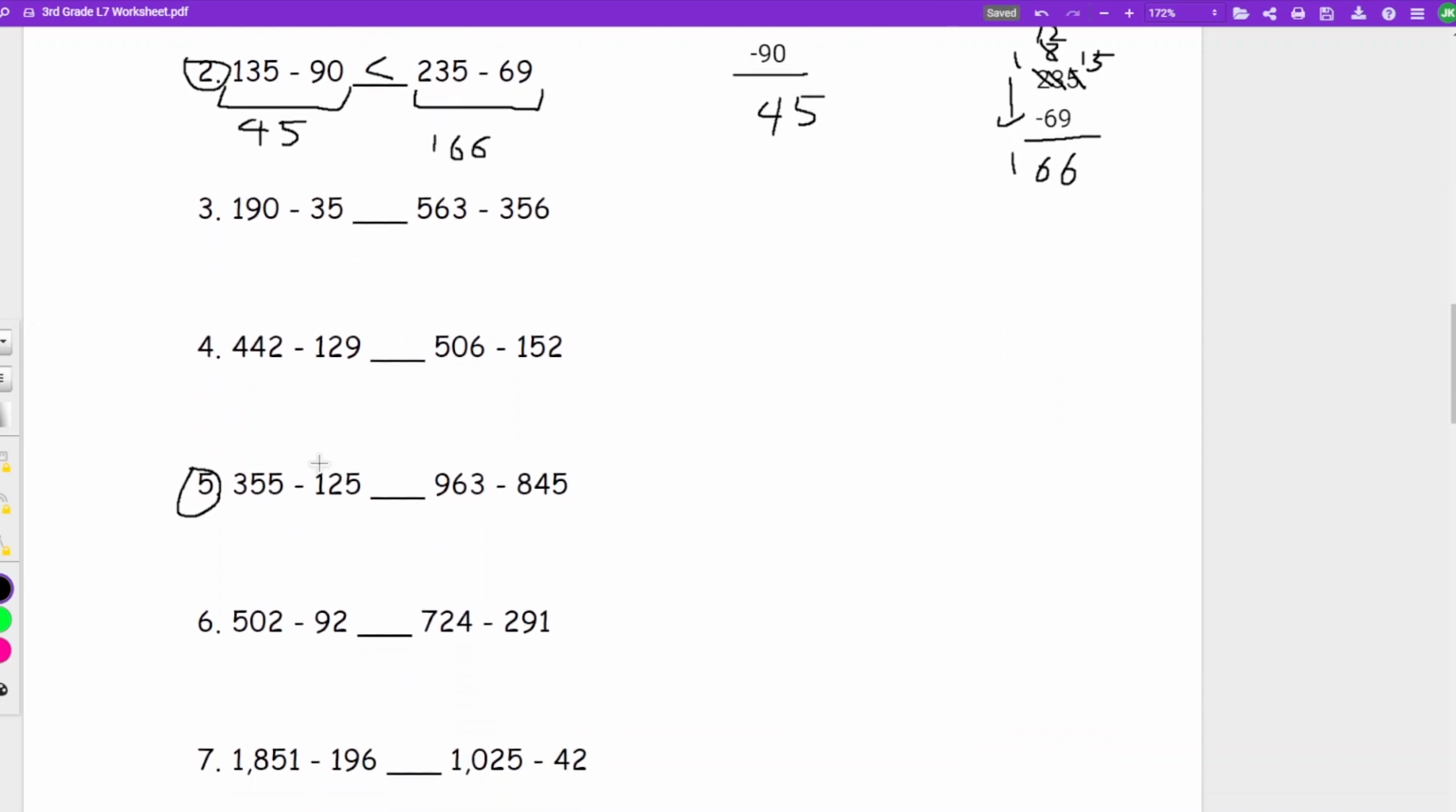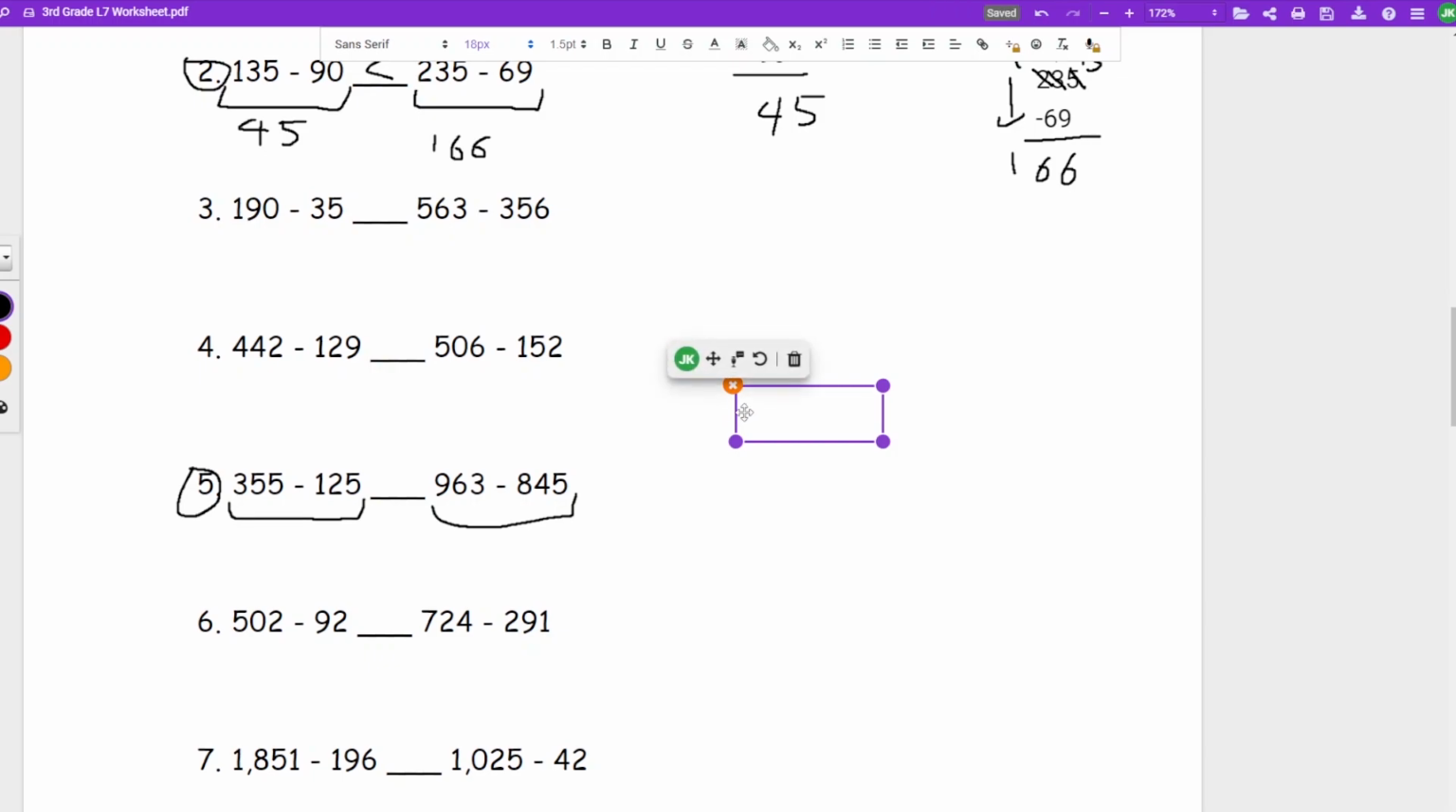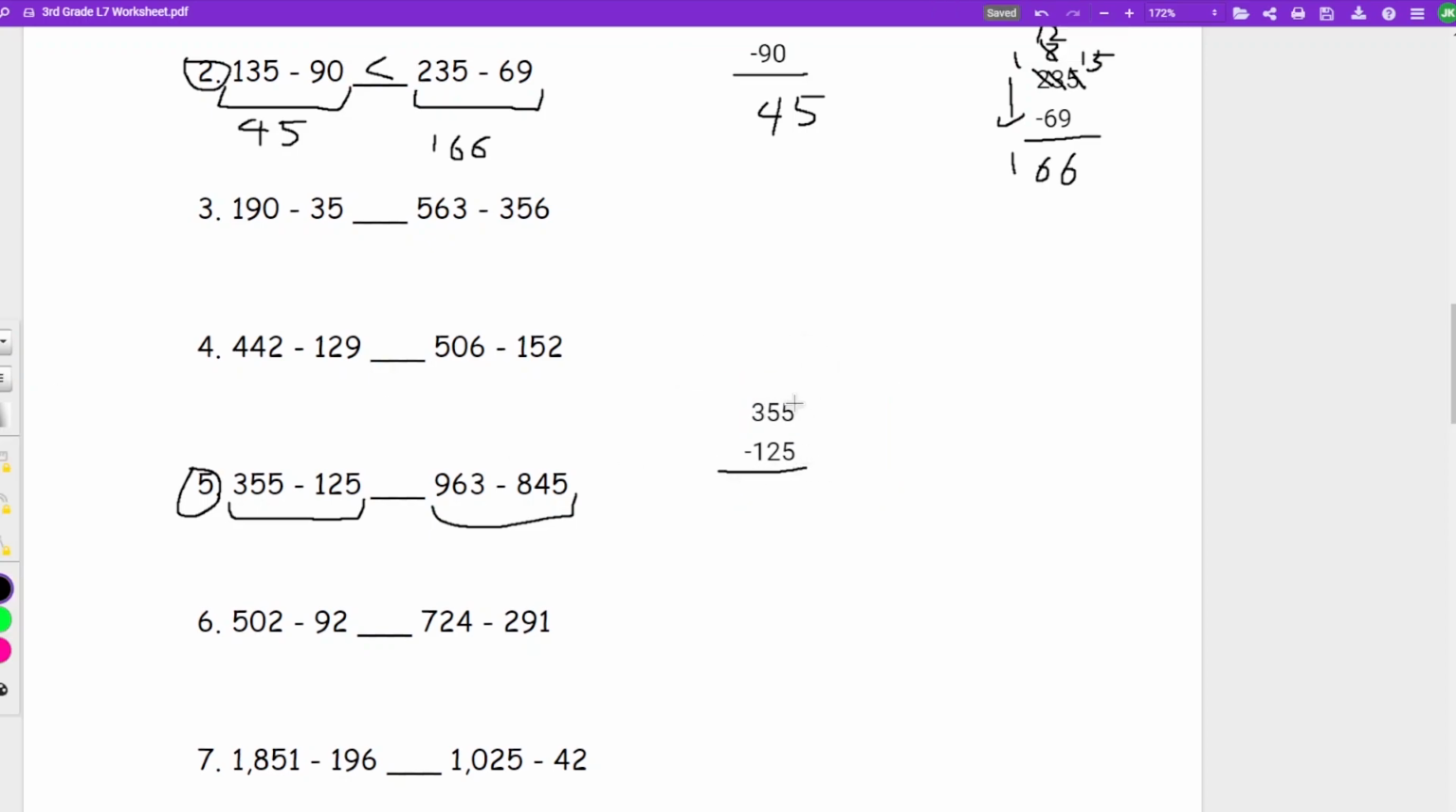Number 5. Again, I have to find the answer to both of these. So 355 minus 125. 5 minus 5, that's 0. 5 minus 2, that's 3. And 3 minus 1, that's 2. So we got 230 here.